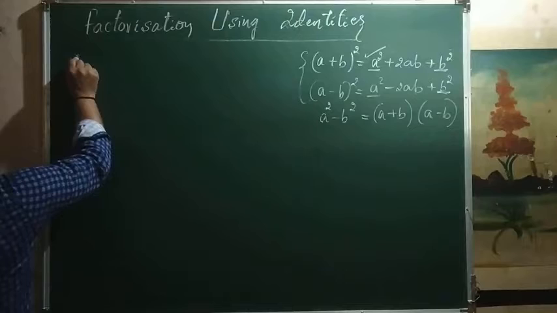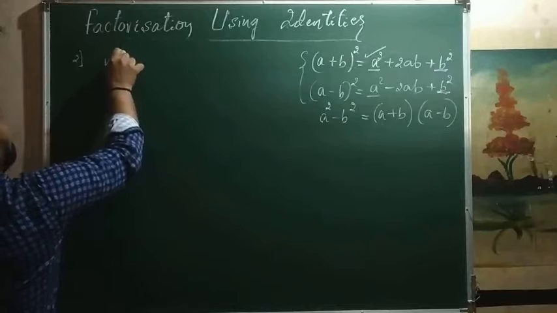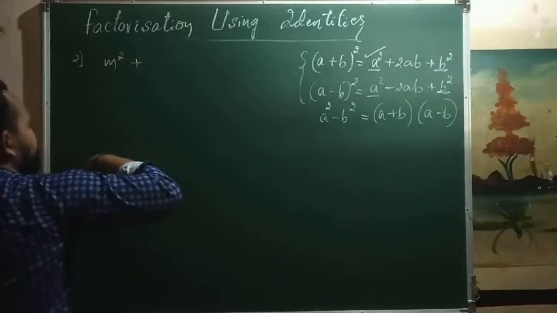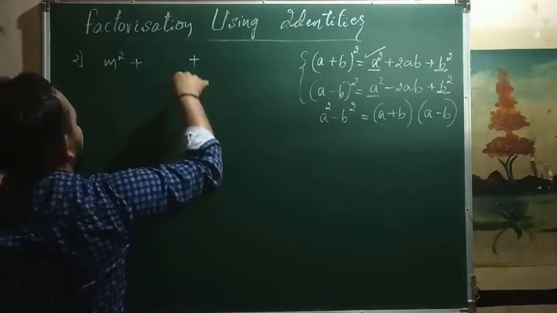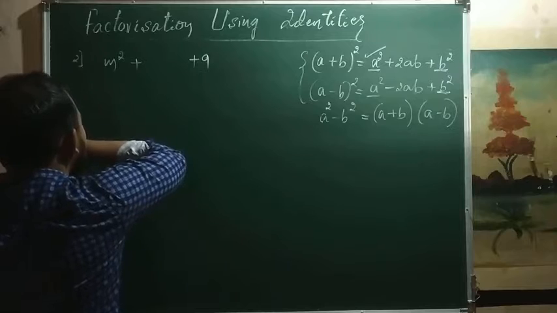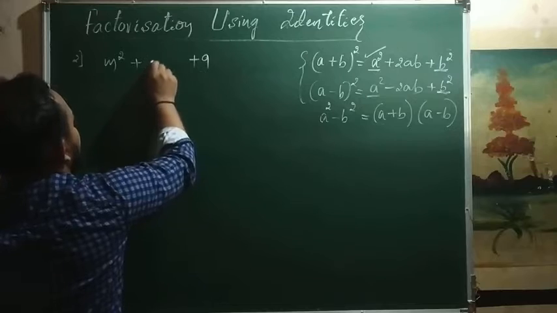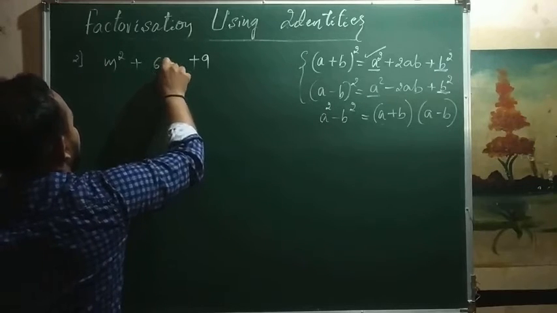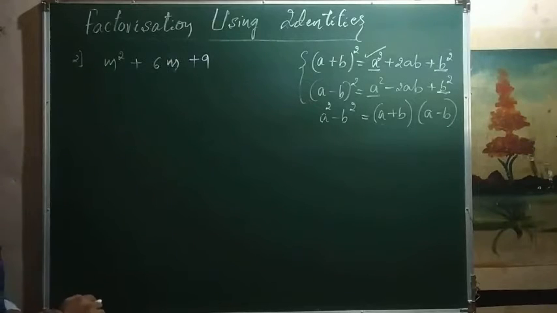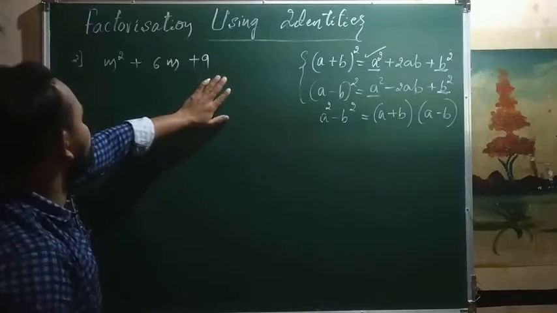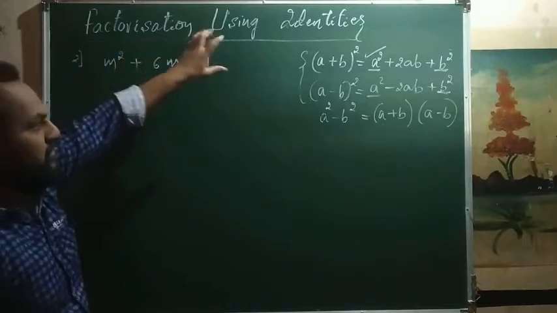Okay, we'll take one more example. m square plus 6m plus 9. Here 9 is 3 squared, and 3 times 2 is 6, 6 times 1 is 6. So m square plus 6m plus 9.